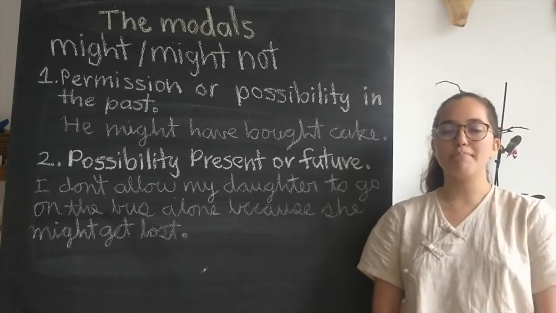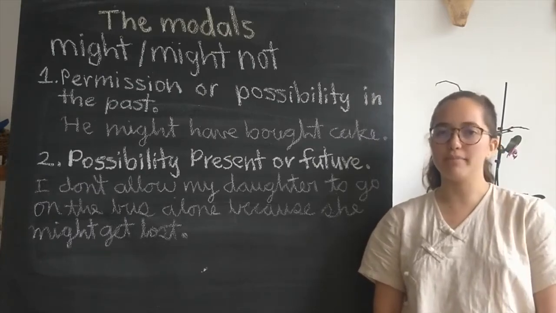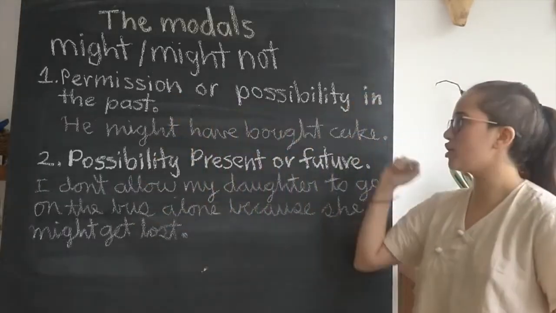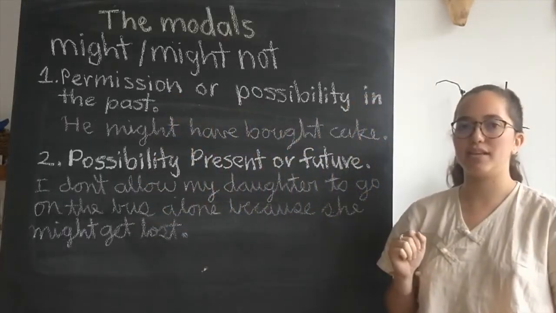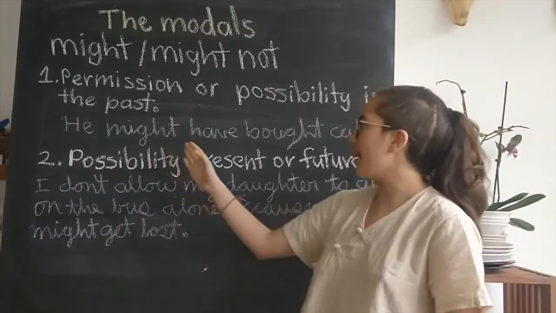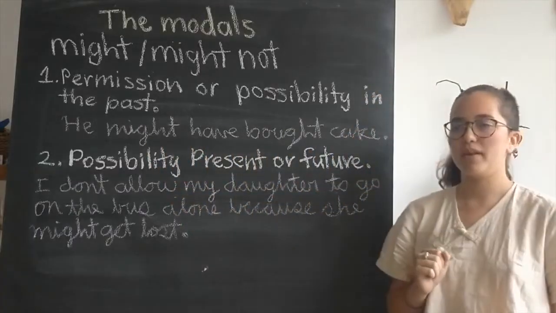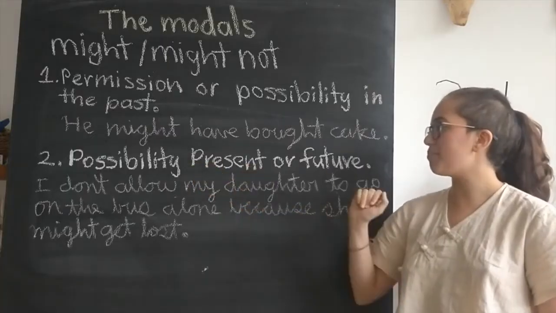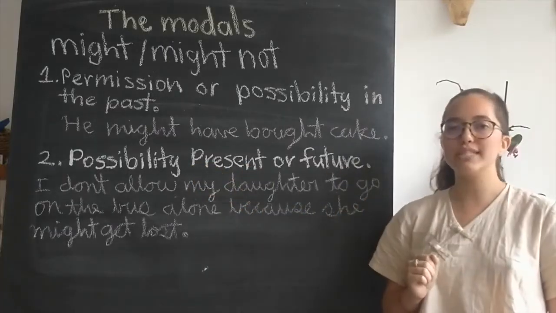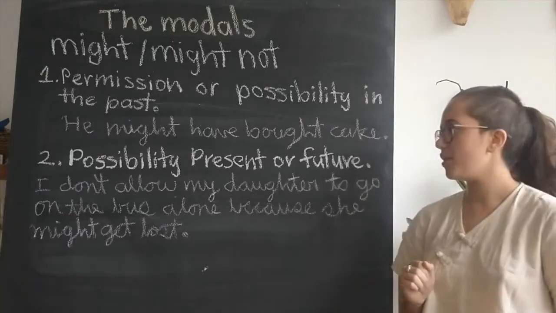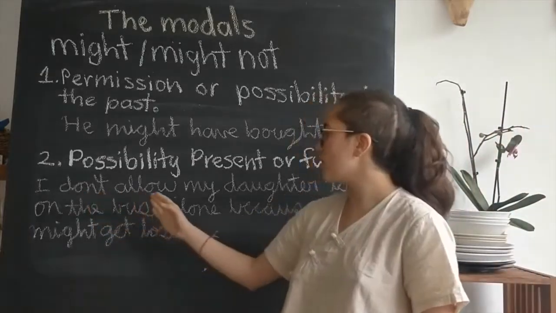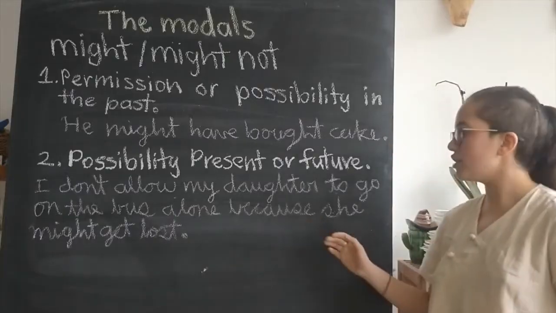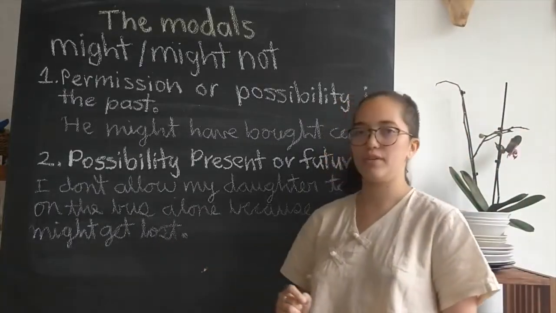The auxiliary might and might not is very similar to may. We also use it to express permission or possibility, but in the past. For example, he might have bought a cake. We can also use it to express possibility in the present or future. So this is very similar to may. We would say, I don't allow my daughter to go on the bus alone because she might get lost.